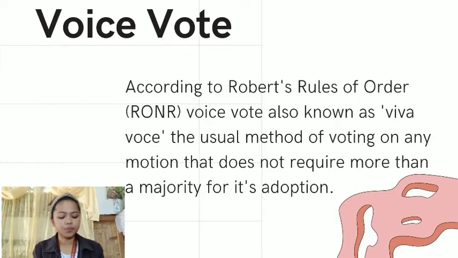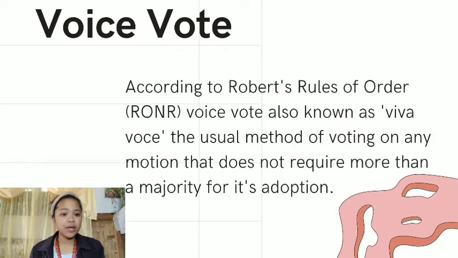For example, there is a chair for the assembly. They are going to ask who is in favor of this candidate or motion to indicate verbally, like aye or yes, and ask those opposed to the motion to indicate no. It will then estimate which side has more members.